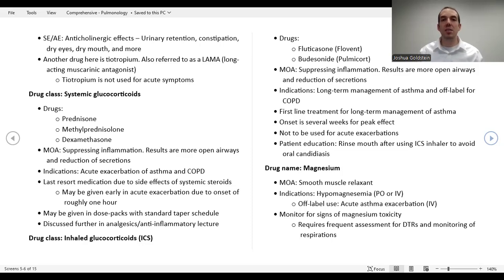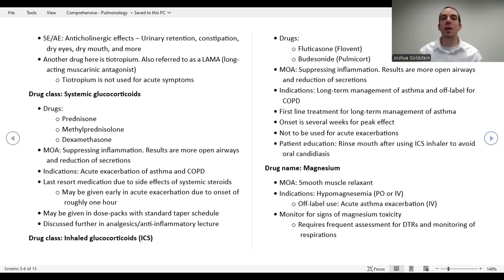Again, there's tons of side effects of steroids. It decreases your bone density. It increases your risk of infection. It suppresses the adrenals. All of that we covered in the anti-inflammatories. If your test is going to go deep into that, then definitely go and brush up on that if you're not familiar with it. Now, again, let's switch to the chronic management.